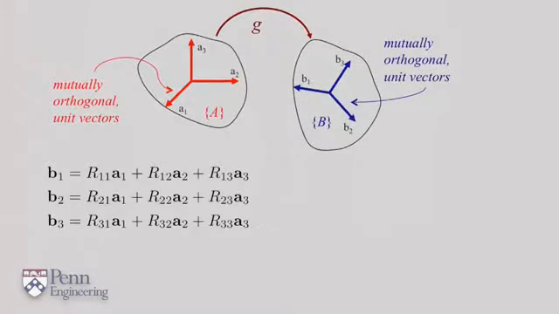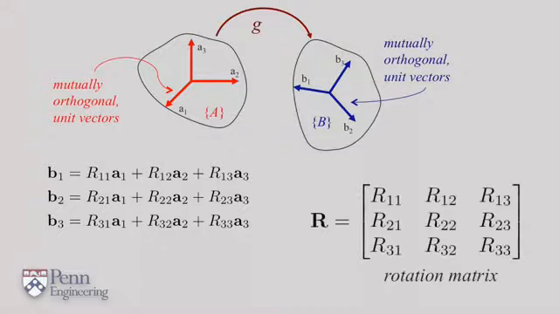We can write the mutually orthogonal unit vectors in one frame as a linear combination of the mutually orthogonal unit vectors in the other frame. So here I've chosen to write B1, B2, B3 as linear combinations of A1, A2, A3, and the coefficients are given by R11, R12, and so on. This collection of 9 coefficients can be gathered into a matrix, and we call this matrix a rotation matrix.